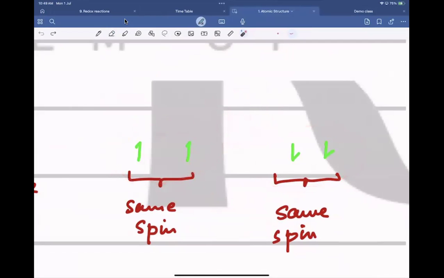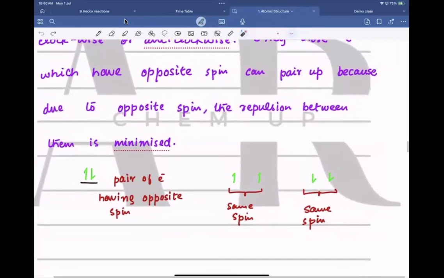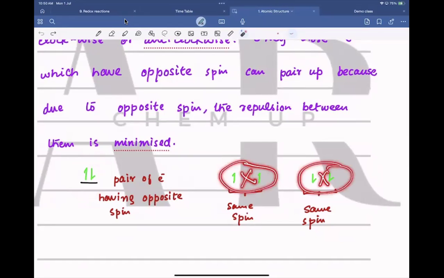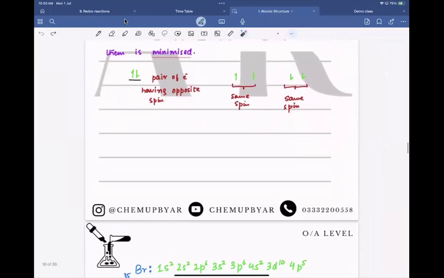And due to the opposite spin, what happens? Their repulsion, because both electrons are negatively charged, right? Yes, sir. So due to the opposite spin, their repulsion is minimized, and that's why they become a pair. Because electrons with the same spin are not going to pair with each other, since the repulsion between them is maximum. But here, due to the opposite spin, their repulsion is minimized, and that's why they pair up. Is this clear? Yes, sir. Okay.